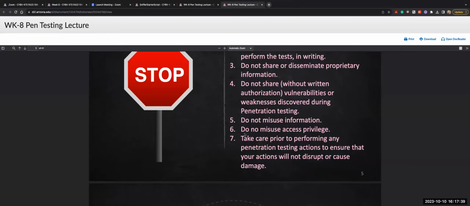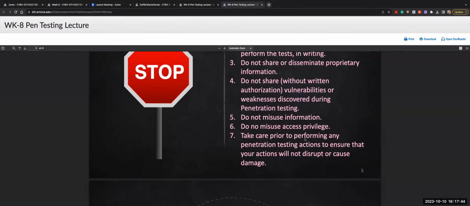And take care prior to performing any pen testing to ensure that your actions do not disrupt or cause damage. So make sure that you're not testing at times you shouldn't be testing. Sometimes you're not allowed to test at certain hours. Sometimes you're only allowed to test on the weekends or at night, because normal operating hours are when companies are making lots of money, and they don't want to have something potentially go down, or they don't want you to exhaust any network traffic.